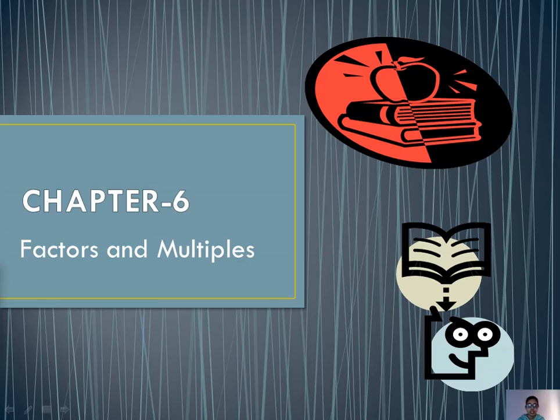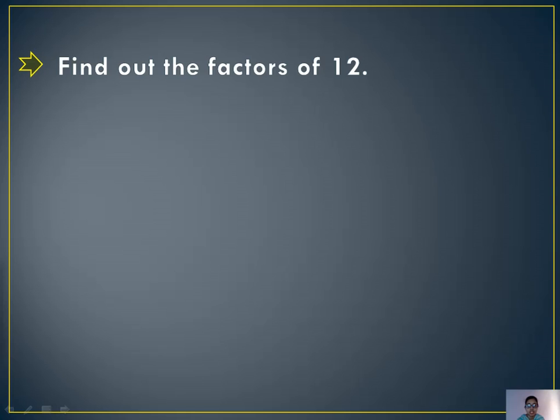Good morning, students. Today we are going to start chapter 6, Factors and Multiples. Let us understand what we mean by factors through this example. Find out the factors of 12. To begin with, let us find out the pairs of numbers that will give 12 as their product.